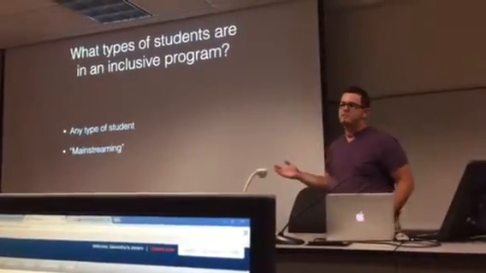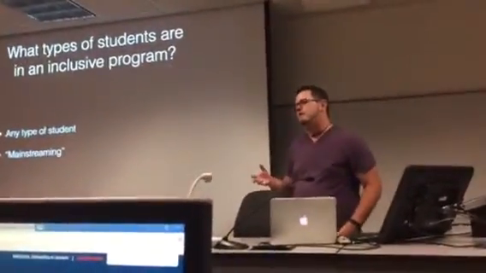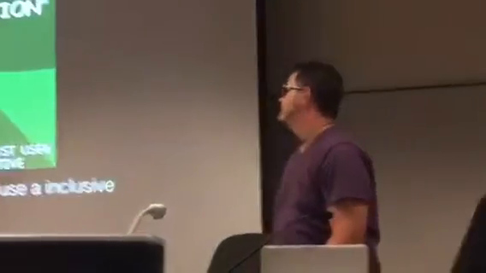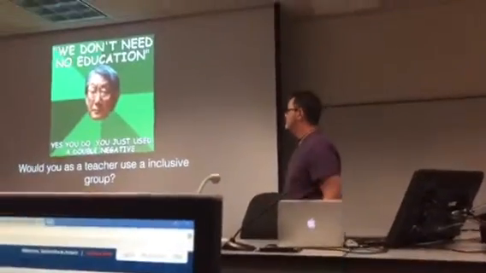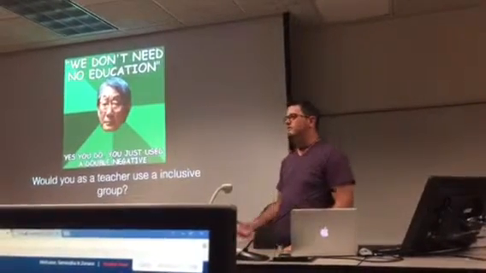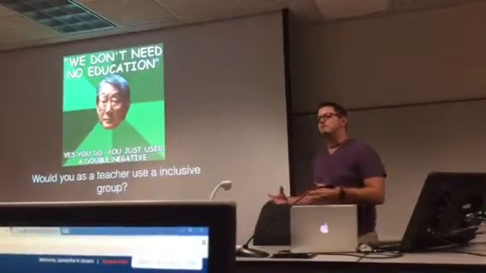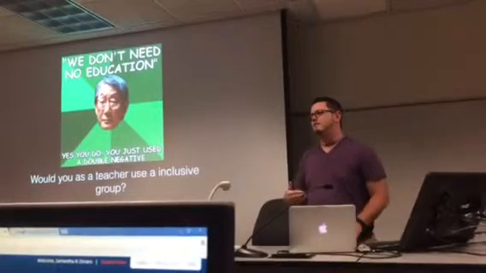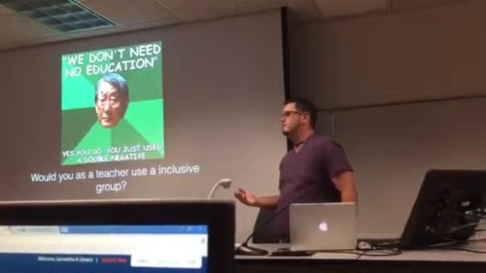And what they mean by mainstreaming is when you mainstream a student, you take that student and add them to the general population of your classroom. So you have quote unquote normal kids and then students who are being mainstreamed. All right? Would you, as a teacher, use an inclusive group? Would you have students help this mainstream student?